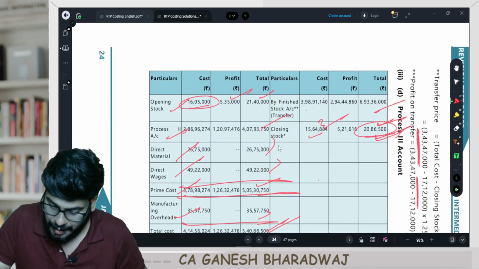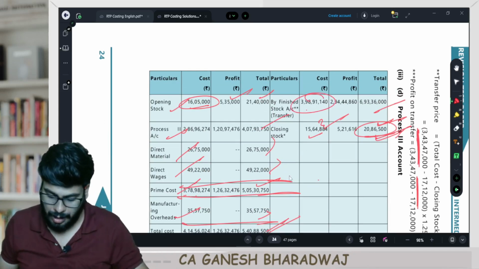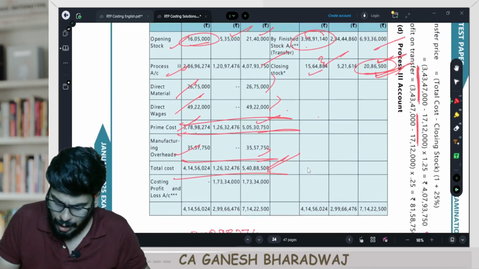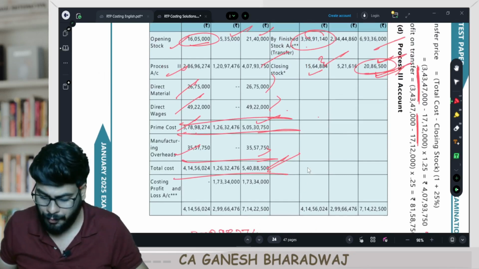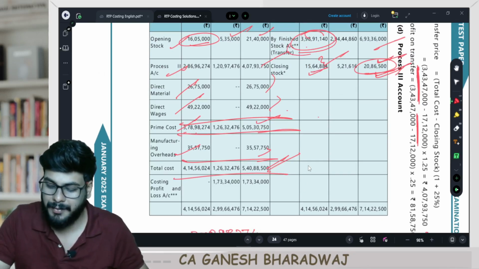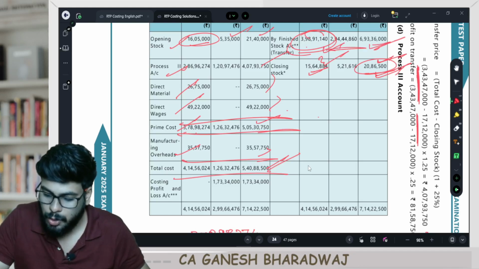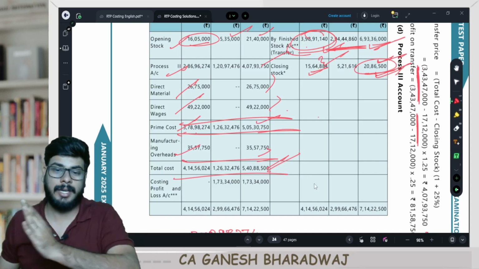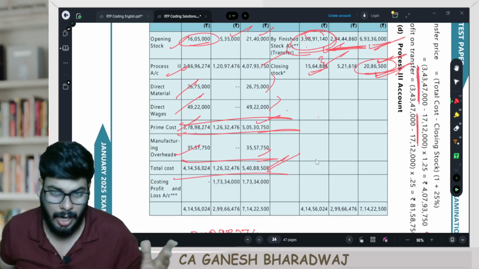And this figure is a balancing figure of this particular ledger. The total of this ledger is going to be 414,56,024. From that, you subtract the cost of closing stock, you will arrive at the balancing figure, and the difference between these two will give you the profit component hidden inside your output transfer to the finished stock. Are you clear with this?